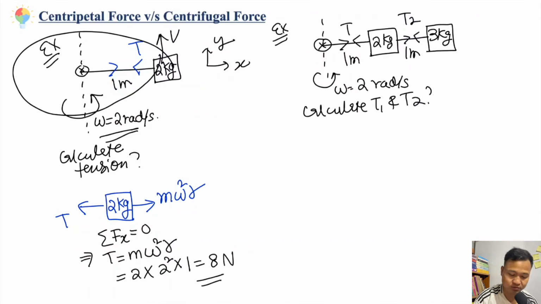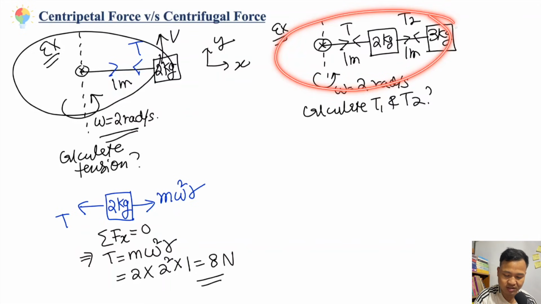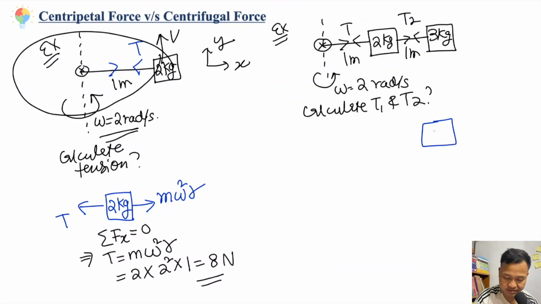Right, so how do you do? Same thing. Draw the free body diagram for the 3 kg block. So FBD of 3 kg: we have tension T2 acting inward. If they are rotating in a circle, you'll have m omega squared outwards. So m omega square r.